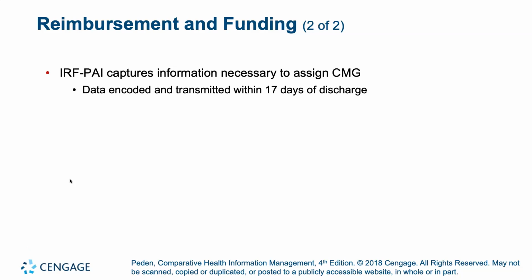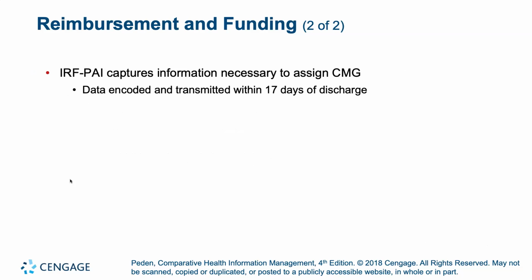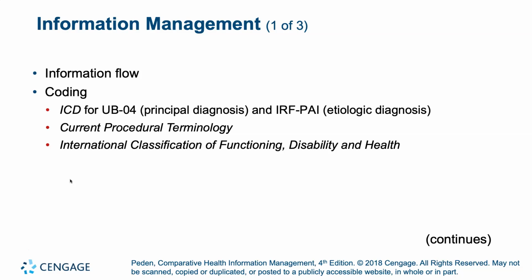The IRF-PAI is what captures necessary information to assign the CMG, and the CMG is the case mix group. Okay. Data is encoded and transmitted within 17 days of discharge. There is quite a bit of information flow, as you can imagine, because again, you've got an interdisciplinary team caring for the patient, and then you've got the federal regulations of what you have to report for reimbursement and just in general for what's happening with Medicare patients particularly.